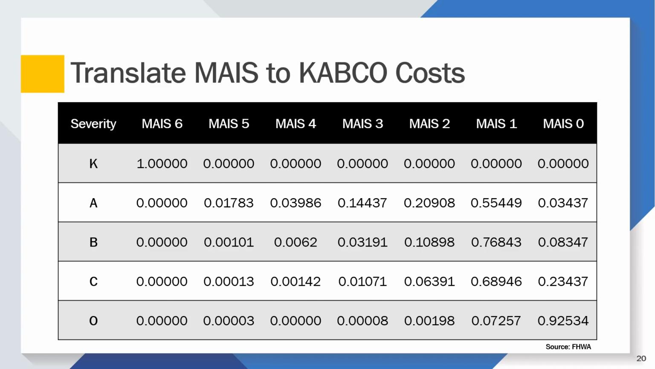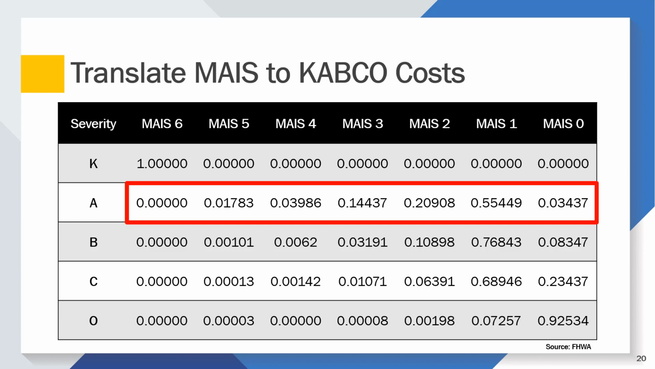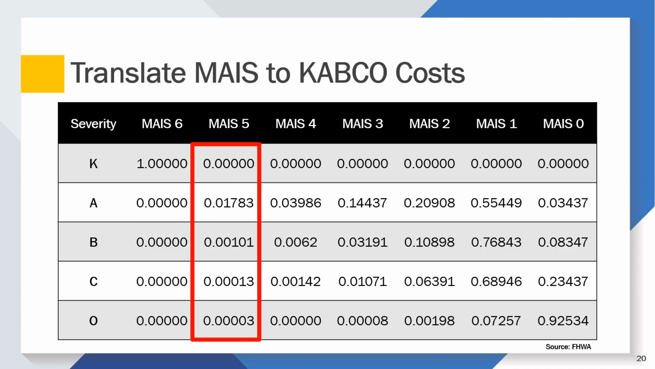You can also use the translation factors in reverse to develop weighted average KABCO person injury costs. To do so, you would multiply each translation factor in a row by the same MAIS cost and sum the products to obtain the equivalent KABCO cost. Note that the apparent distributions shown in the columns of these translator tables are not relevant.